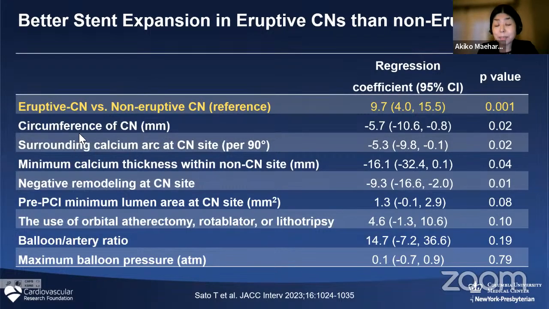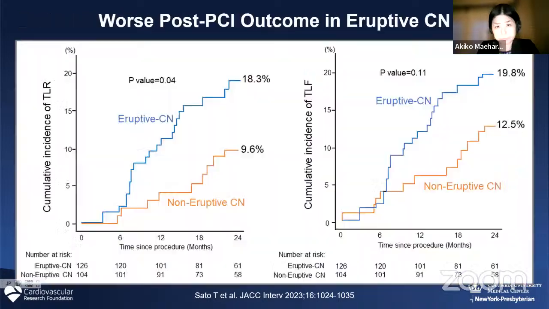The amount of calcium at the non-calcified nodule site is important to predict poor stent expansion. How thick the calcium is at the non-calcified nodule site is important to predict poor stent expansion and negative remodeling at the site of the calcified nodule. So when we are treating the calcified nodule, not only the calcified nodule itself, but how it looks at other sites is actually more indicative of the stent expansion after treating the calcified nodule.